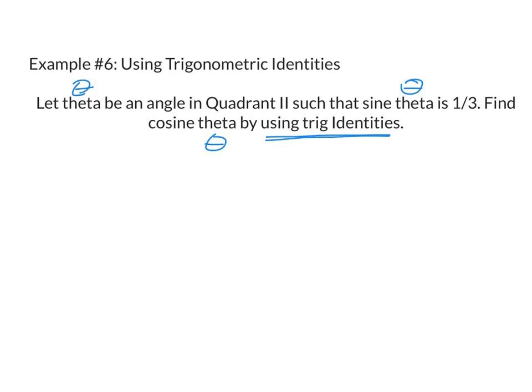First of all, if it's in quadrant 2, it's a triangle that sits like that. And we also know sine is opposite over hypotenuse. So the opposite side of theta in this case is 1, which is right here, the vertical length, and then 3 is the hypotenuse, our diagonal for this triangle. Okay, but since it asks for us to find cosine theta using trig identities, we have to continue using trig identities. So let's follow those steps.